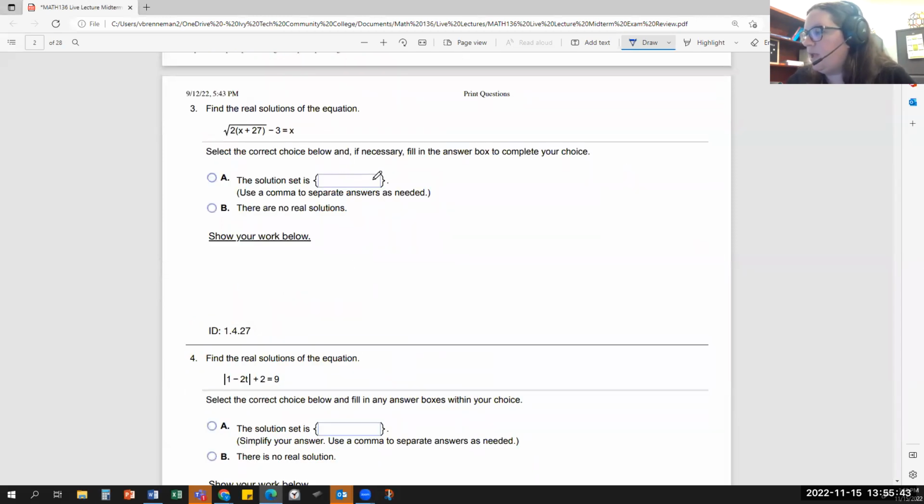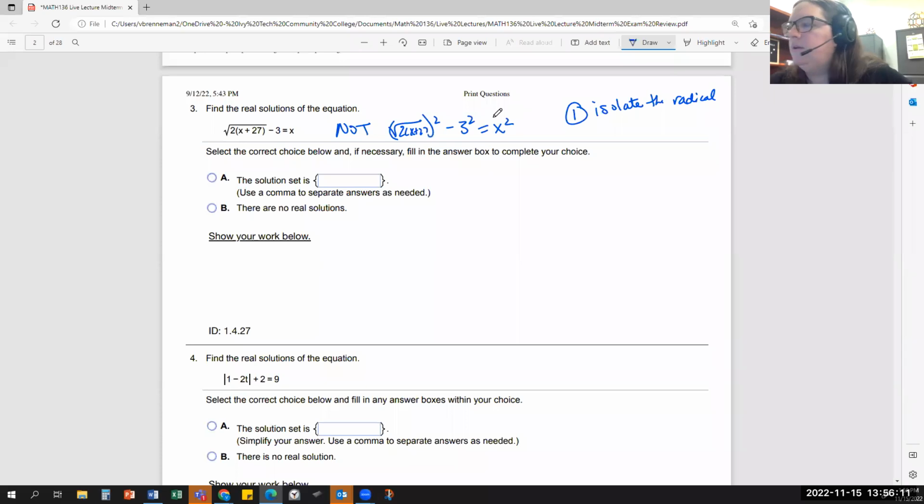All right, so here we have a radical equation. So the process for a radical equation is the first thing you want to do is isolate the radical. So you can't undo the square root. If I try and square both sides, you can't square each term individually. So I can't just square each piece. You have to square the whole side at a time.